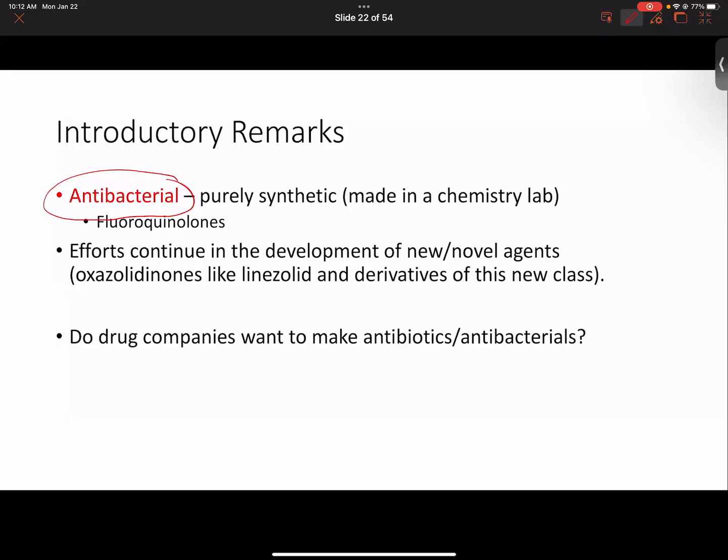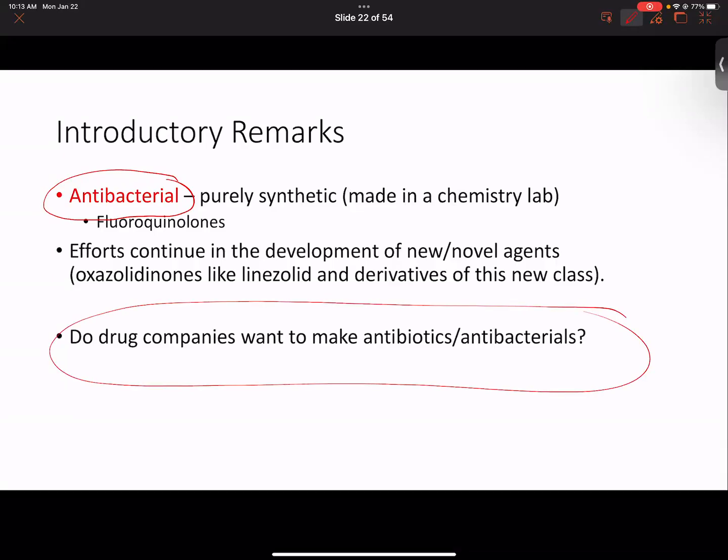I'm going to use those terms interchangeably. I'm going to say antibiotic when I mean antibacterial, and antibacterial when I mean antibiotic. I want us to be comfortable with calling them whatever we want, okay? Because here it doesn't really matter. What does matter, though, is this last part.